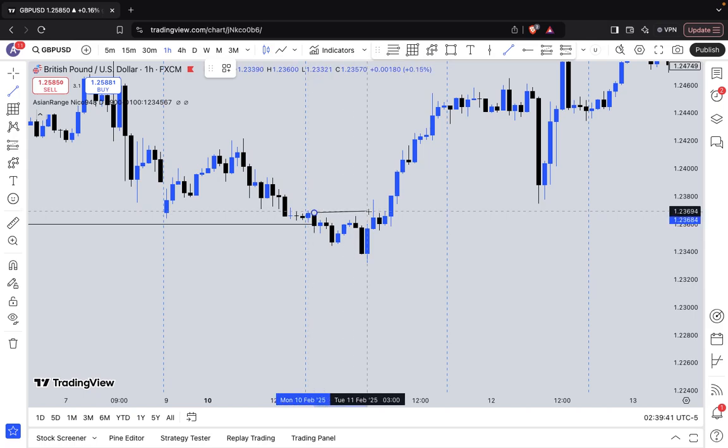So I waited around the London session. Price consolidates a little bit around London, so I was waiting for price to give me something clearer during New York. Immediately we have a shift in trend around there.